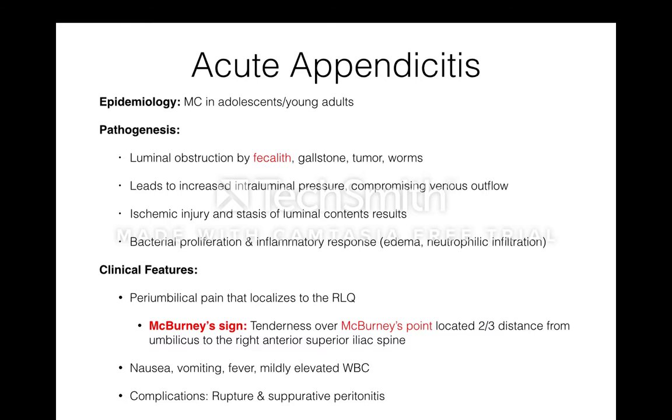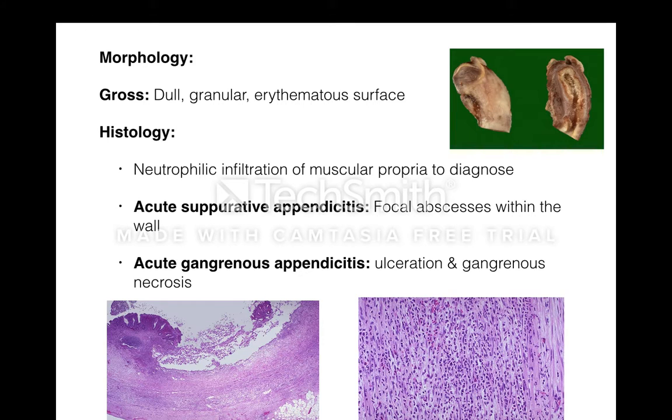Often, appendicitis can be confused with mesenteric lymphadenitis, acute salpingitis, ectopic pregnancy, mittelschmerz, or even Meckel's diverticulitis. So if it's not clinically apparent that this is appendicitis, often to diagnose you can get a CT. Complications include rupture and suppurative peritonitis. In terms of the morphology, grossly, as you can see in the top right-hand corner, your appendix is going to be dull, granular, and erythematous on the surface.